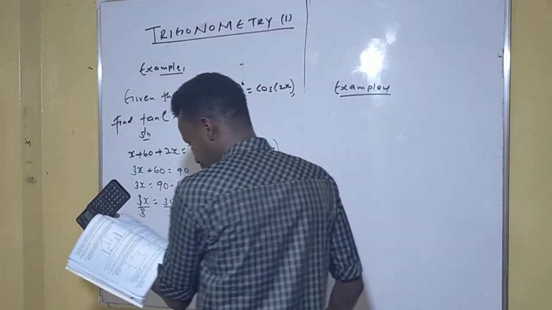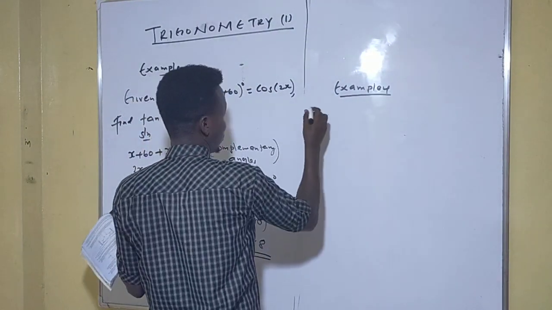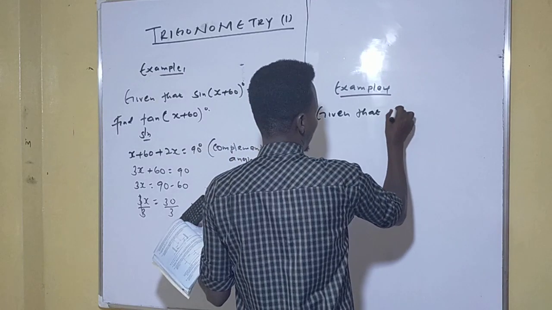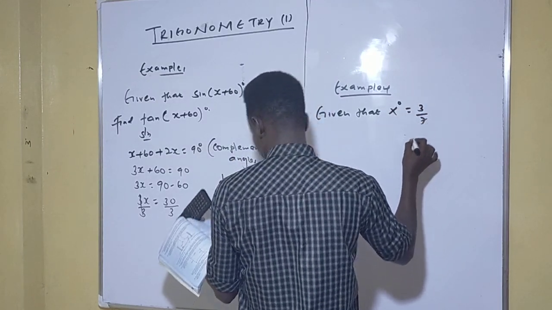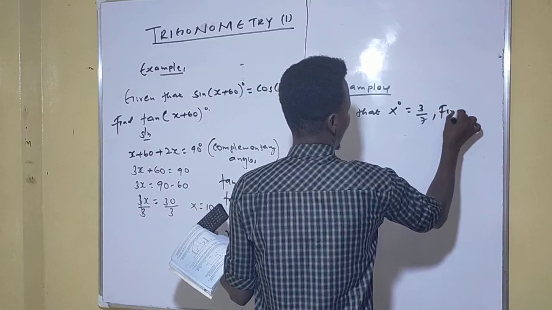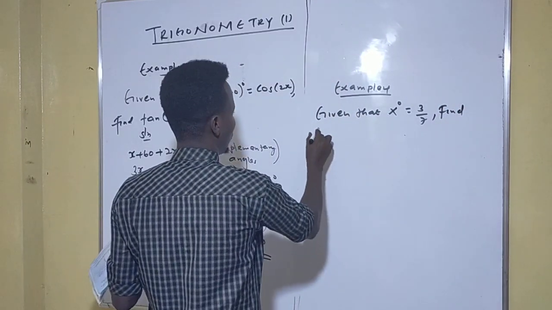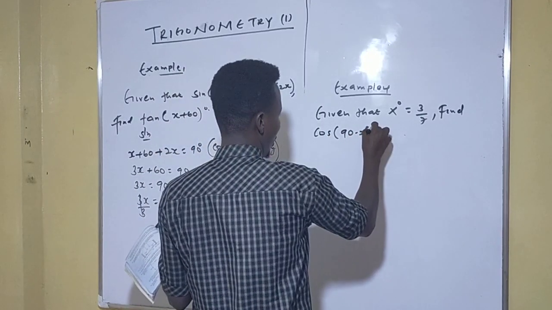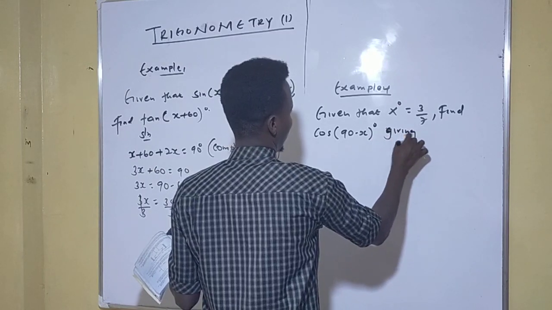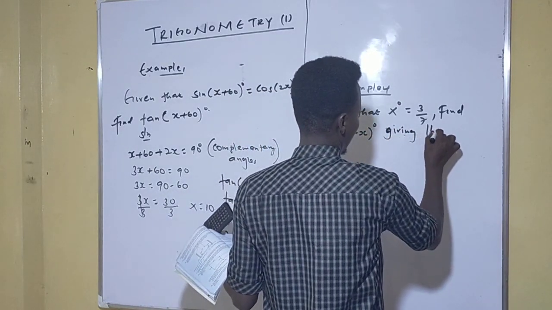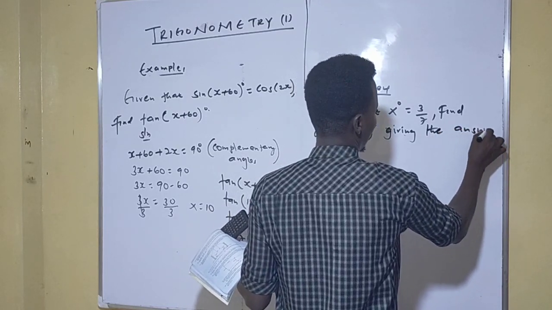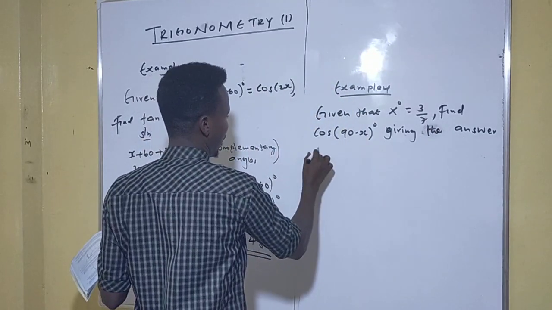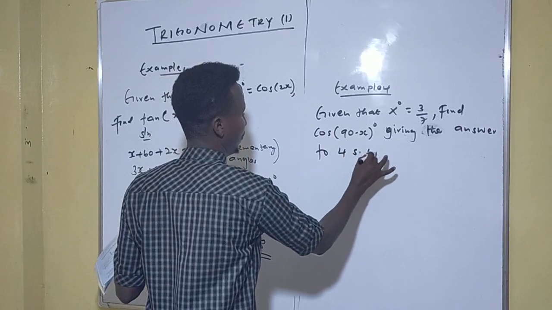So you are told, given that x degrees is equal to 3 out of 7, find cos of (90 minus x) degrees. Give the answer to 4 significant figures.